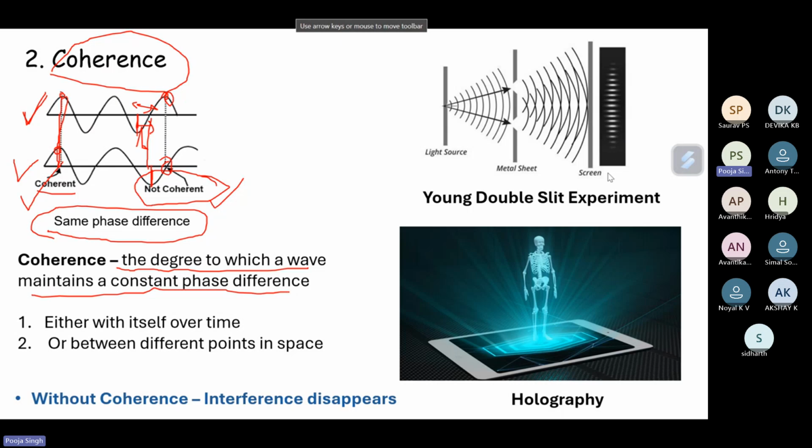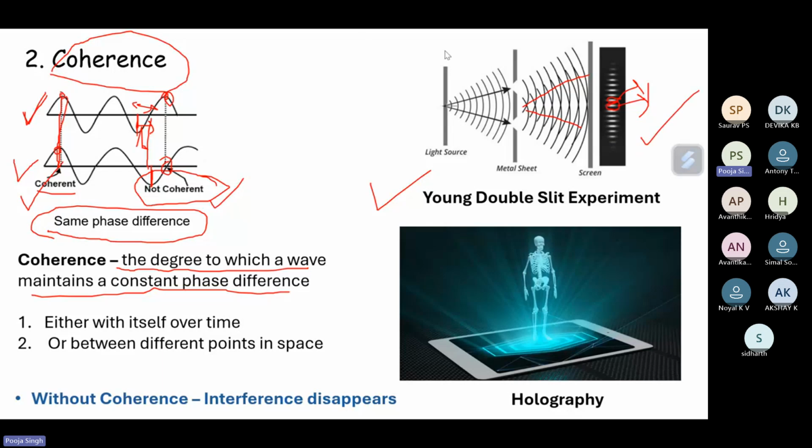We can also see this in the Young double slit experiment. Like you have studied, when the light source passes through and enters the slit, it forms constructive and destructive interference. Constructive is where you have the brightness of the light, and destructive is where you have the dark spot. So this constructive and destructive interference pattern is obtained on your screen.